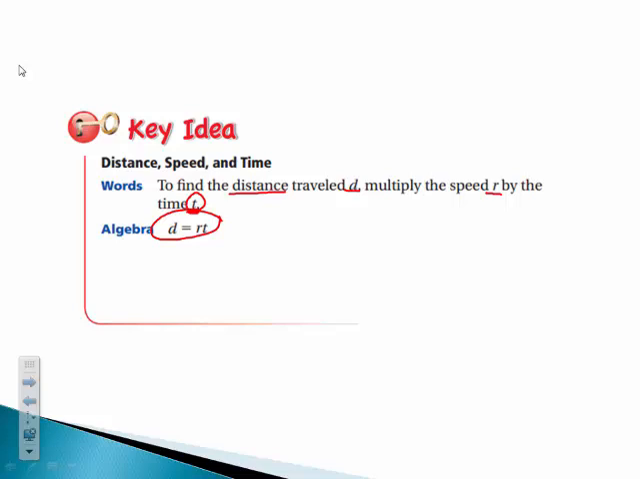So really fast, in algebra we tend to say rate times time equals distance, because it has a very nice flow. It flows right off the tongue, and it's easier to remember. So rate times time equals distance, and that's something we're going to use all the time.